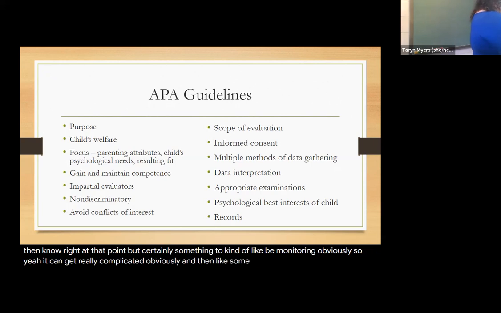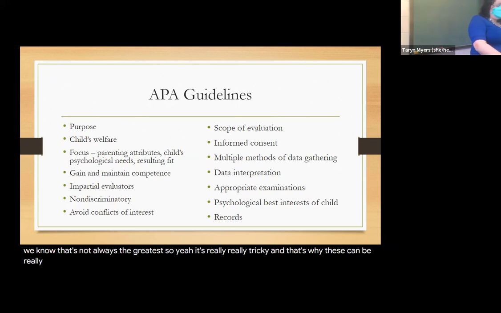And then sometimes both parents are complicit in the abuse, right? And then when there's no family around, the kid goes into the system, and we know that's not always the greatest. So yeah, it's really, really tricky. And that's why these can be really hard for psychologists to do and can feel like no-win situations.